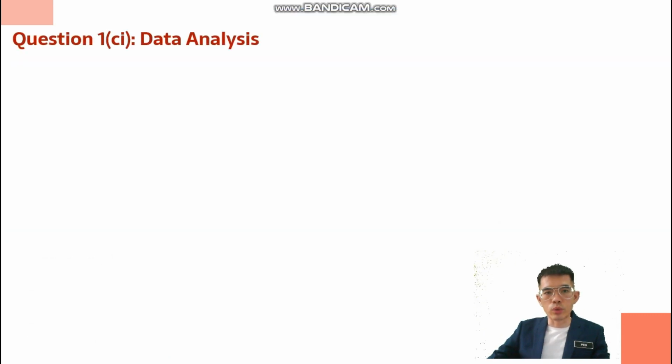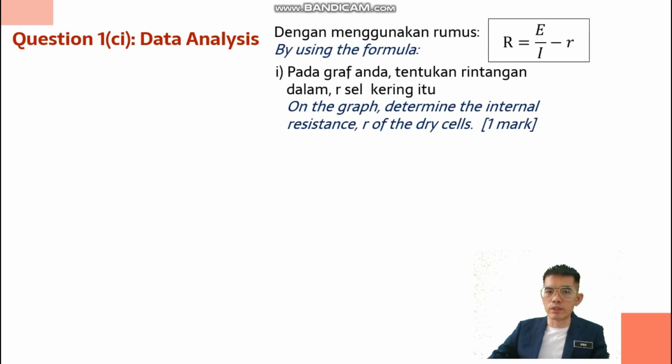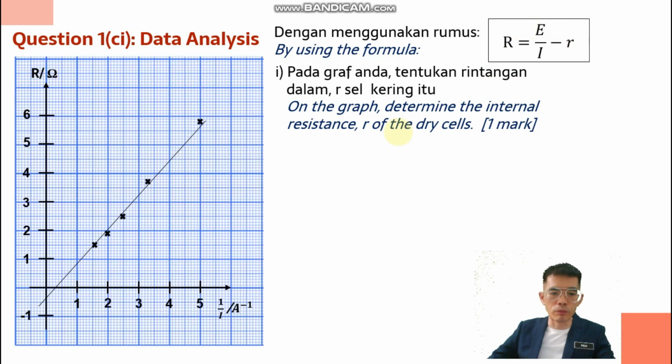Okay, so we go to the next question, regarding data analysis. This is the question here. The question gives you the formula R equal to E over I minus r. On the graph, determine the internal resistance of the dry cell. So how can we get the reading of the internal resistance by using the graph? The tip is actually in the formula, so we have to rearrange it. So the graph will probably look like this.